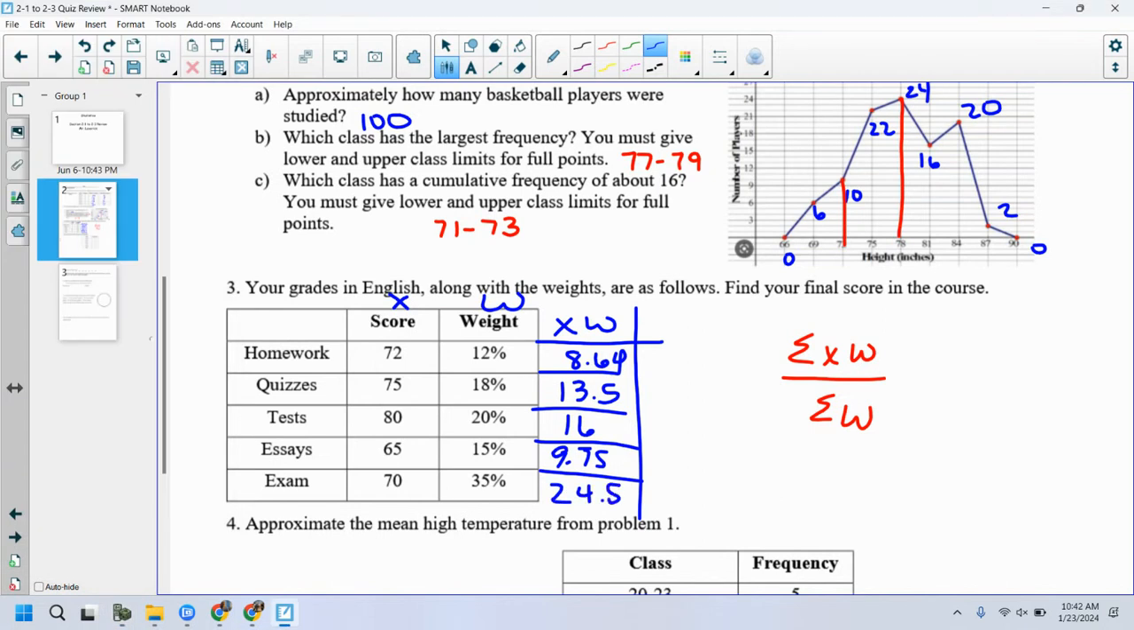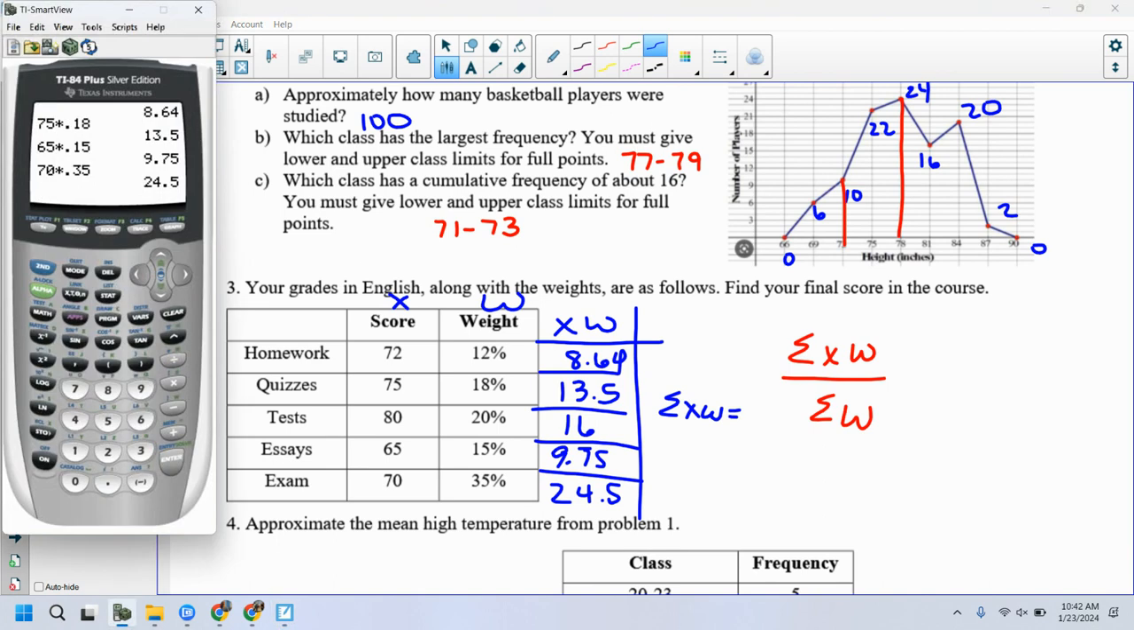Okay, so all said and done, sum of XW is going to be 8.64 plus 13.5 plus 16 plus 9.75 plus 24.5. Let's see if I missed any: 8.64, 13.5, 16, 9.75. Okay. Yeah. 72.39.